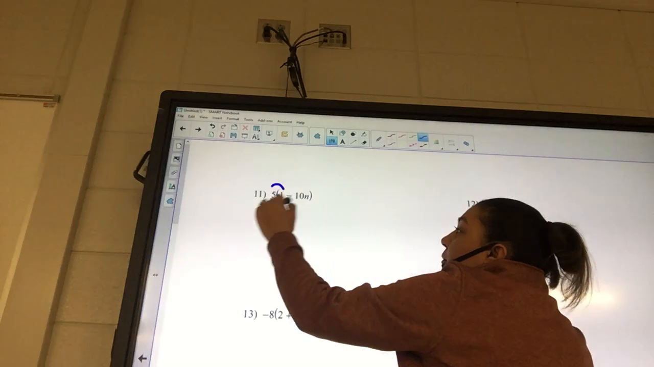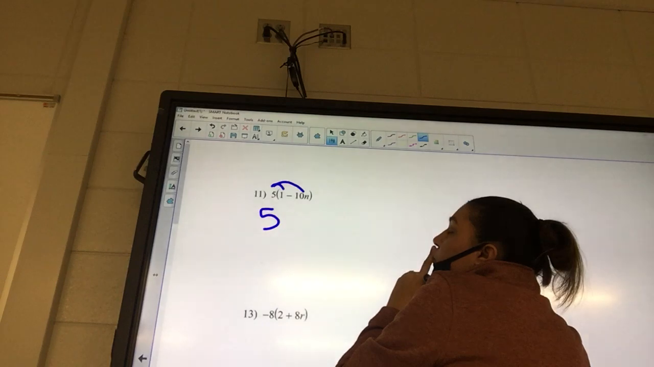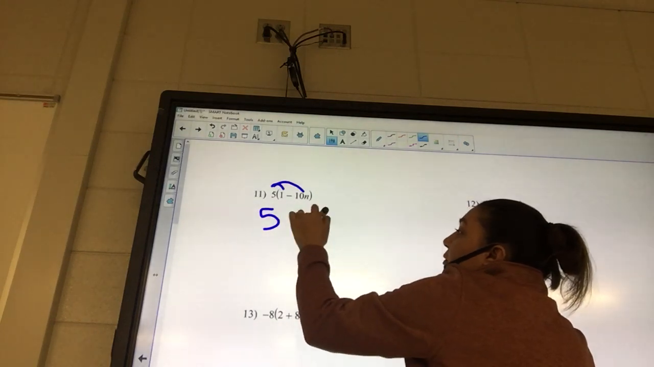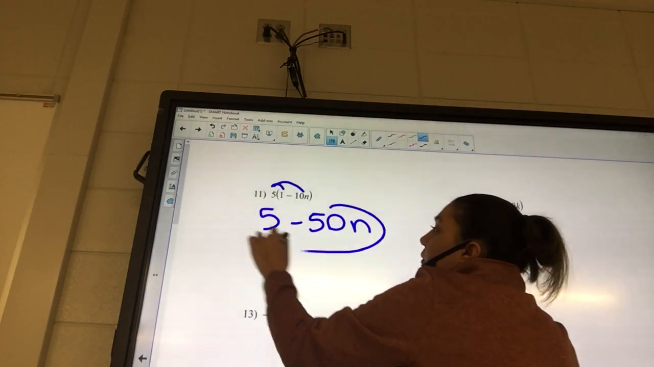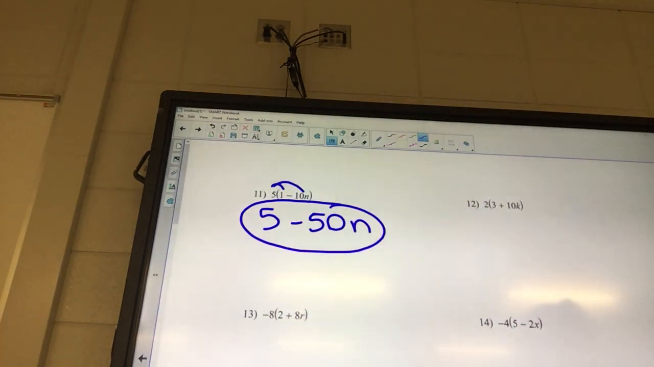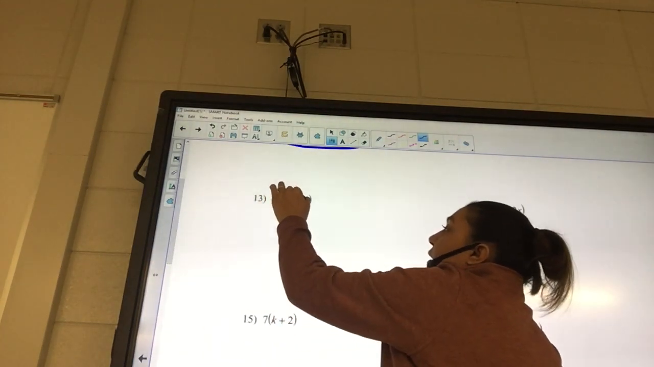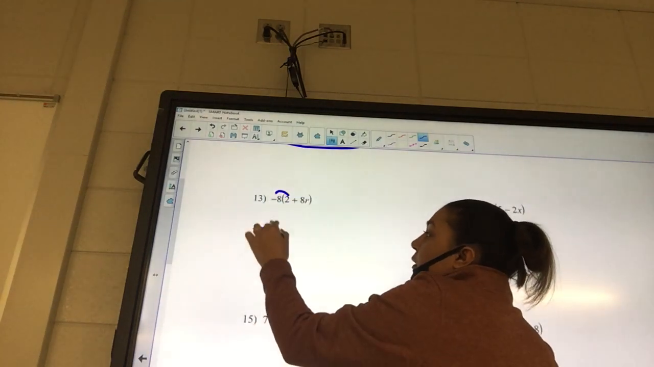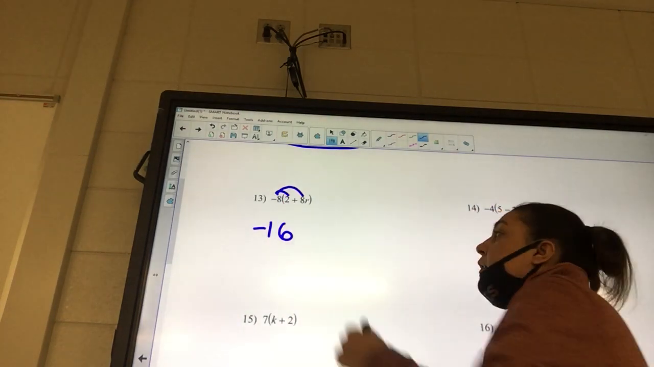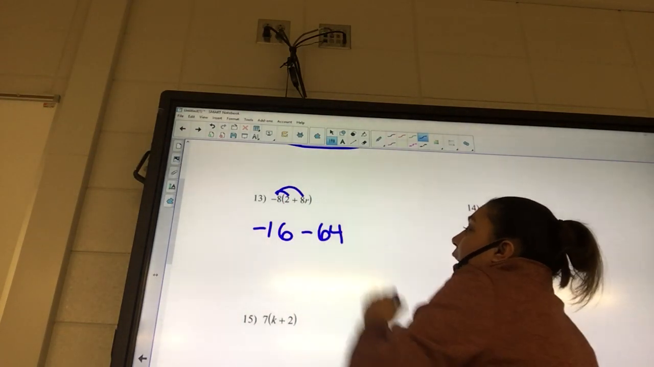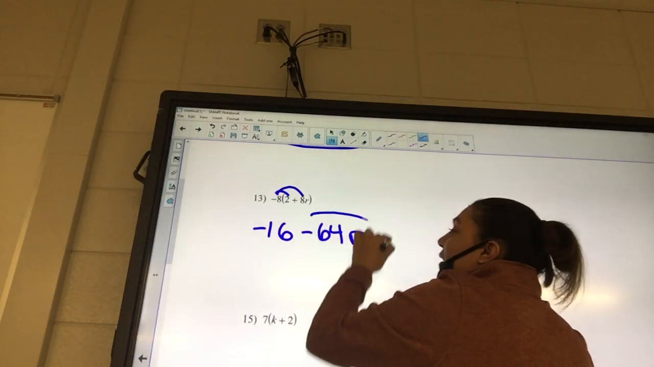So look at 11. 5 times 1. 5. 5 times negative 10. Negative 50. How many n's? 1. Negative 8 times 2. Negative 16. Negative 8 times positive 8. Negative 64. How many r's? There's one r.